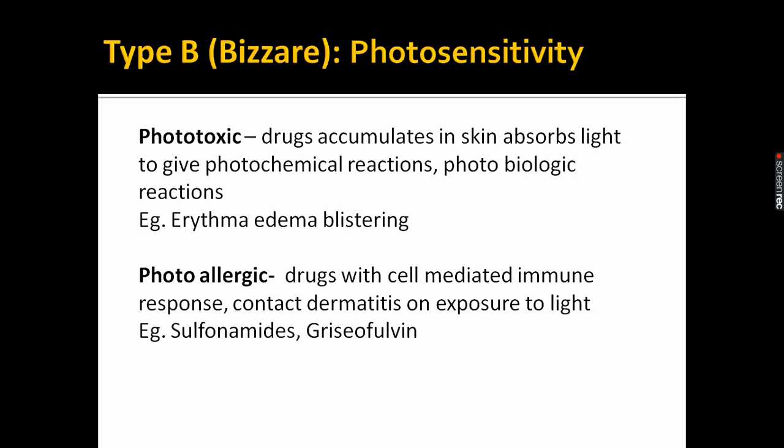So type B, photosensitivity type of reactions, that is the phototoxic and the photoallergic reactions. So here photoallergic reactions, we have mainly the tetracyclines which can cause this type of reactions. Other drugs which commonly can cause are the drugs accumulating in the skin, absorbing light to give photochemical reactions, that is the photobiologic reaction.